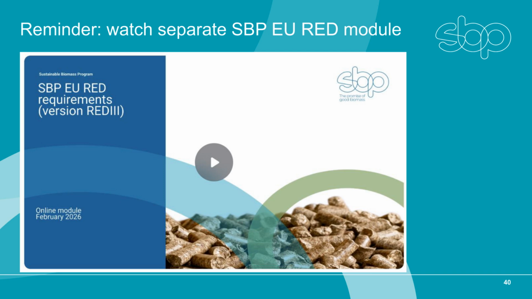audit reporting. For the detail, please refer to the separate SBP EU RED training module. It walks through the specific requirements, the areas of overlap with Standard 2, and the areas where EU RED differs from SBP. A short module, but essential for all SBP stakeholders.